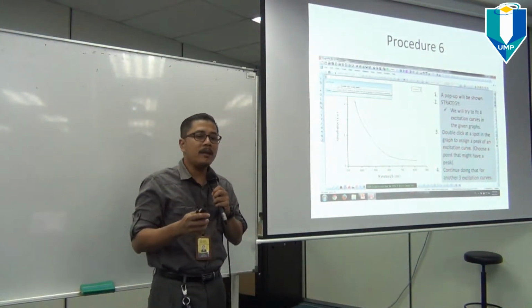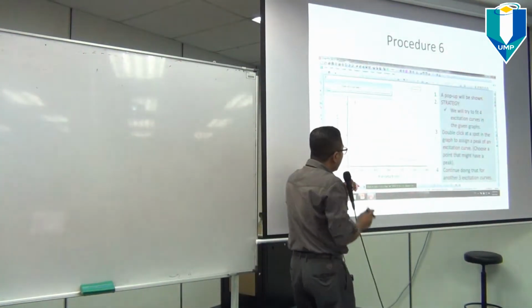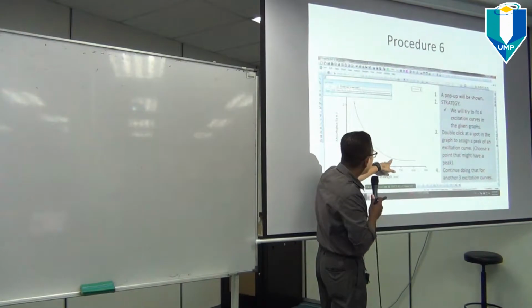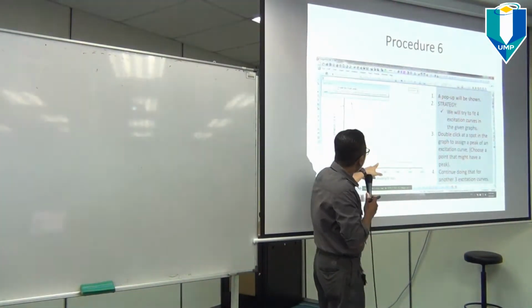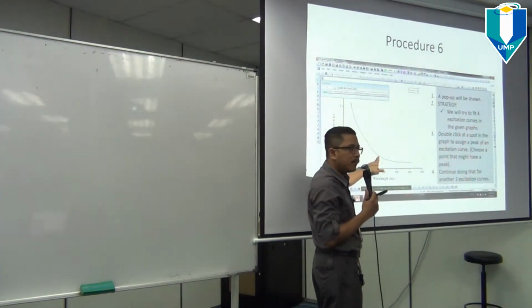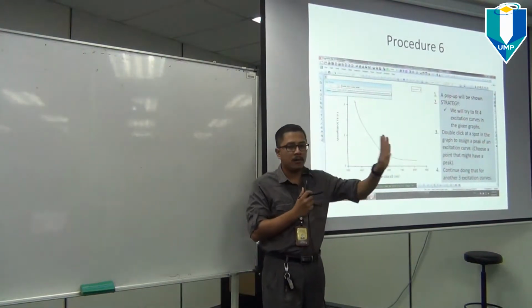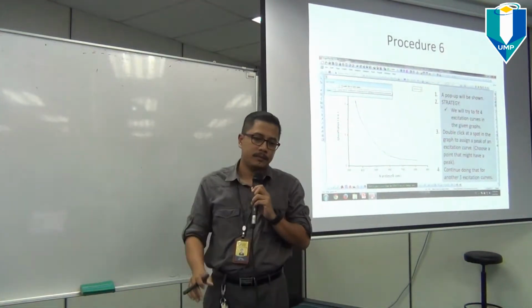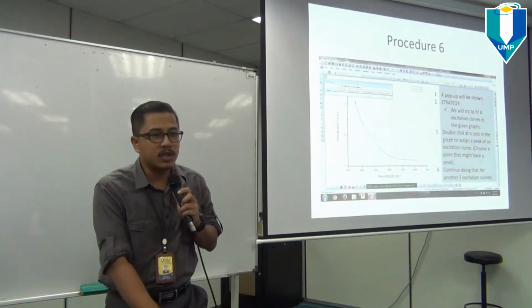Choose a point that might have a peak. Just take a wild guess. If you look over here, maybe there is a peak over here. Double click in this spot, and if you look at this region, there could be another peak. Double click at this spot. Do it for 4 spots. Choose 4 spots. Double click at each spot.